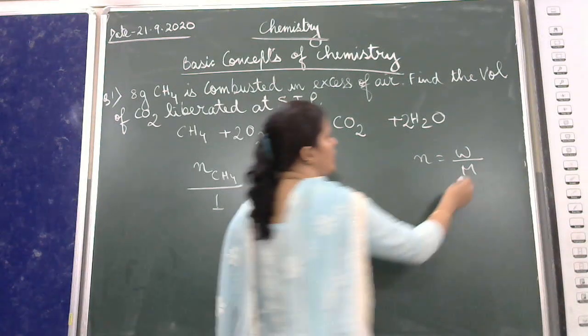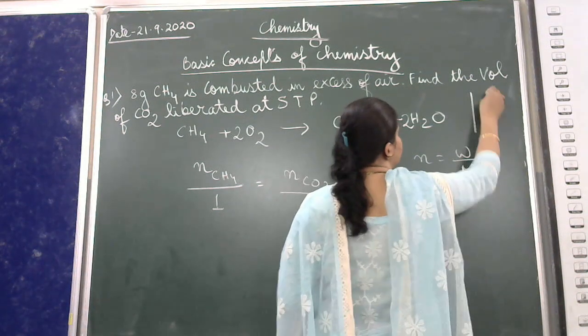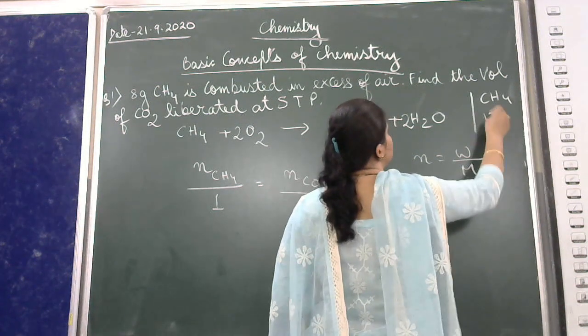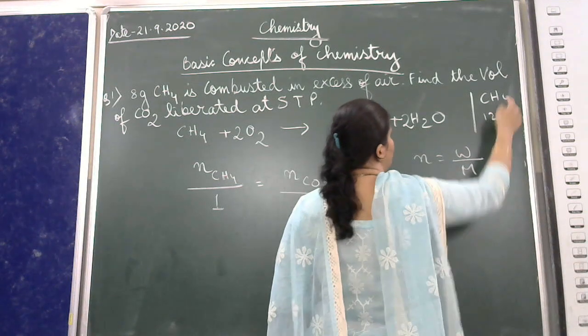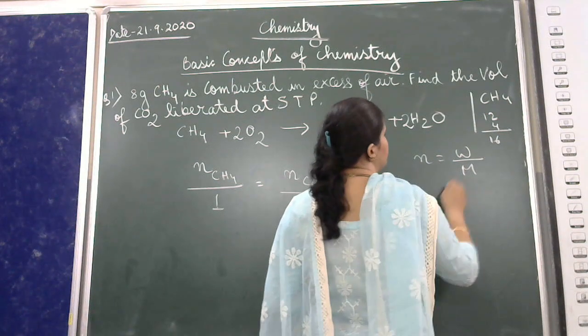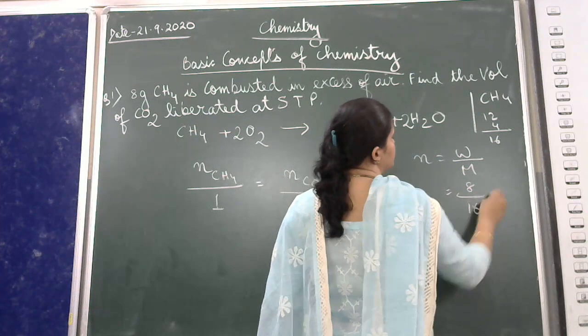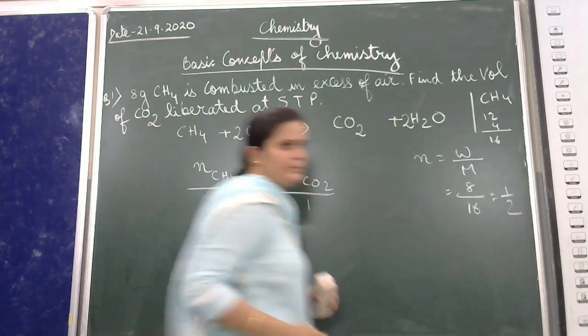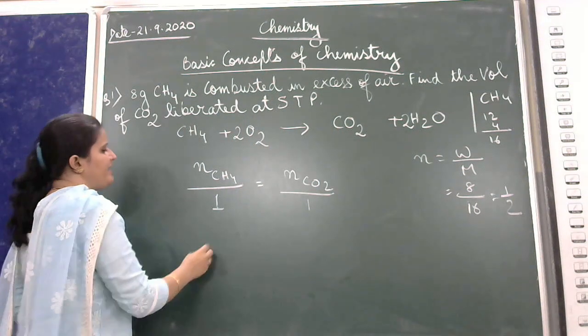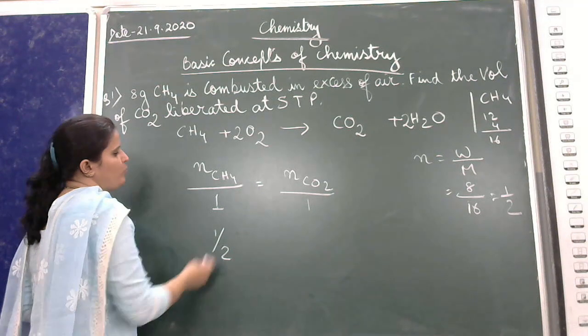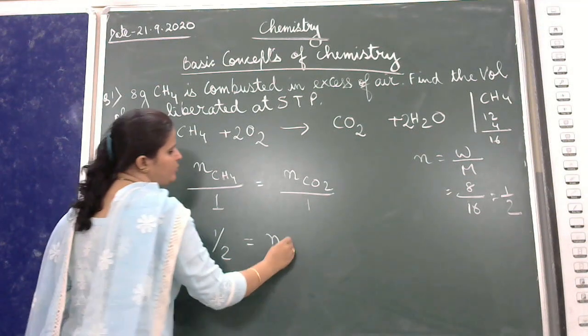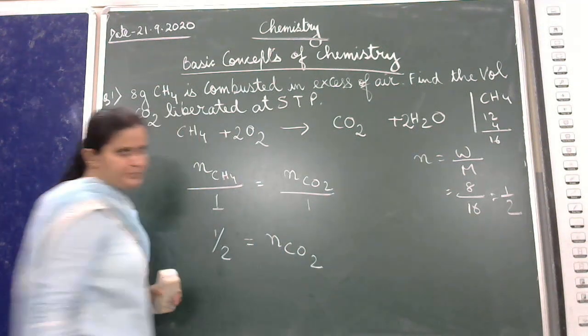So, what is the molecular weight of methane here? It is CH4. Carbon is 12, hydrogen is 1, times 4. So, that is 16. So, my weight is 8 divided by 16, that is half. Okay? So, here what will I write? Half divided by 1, that is half, is equal to moles of CO2.